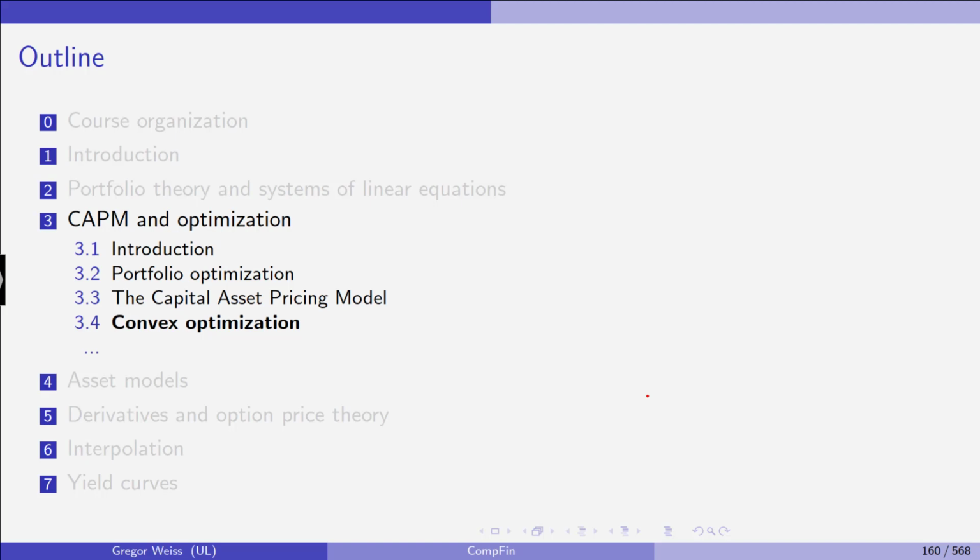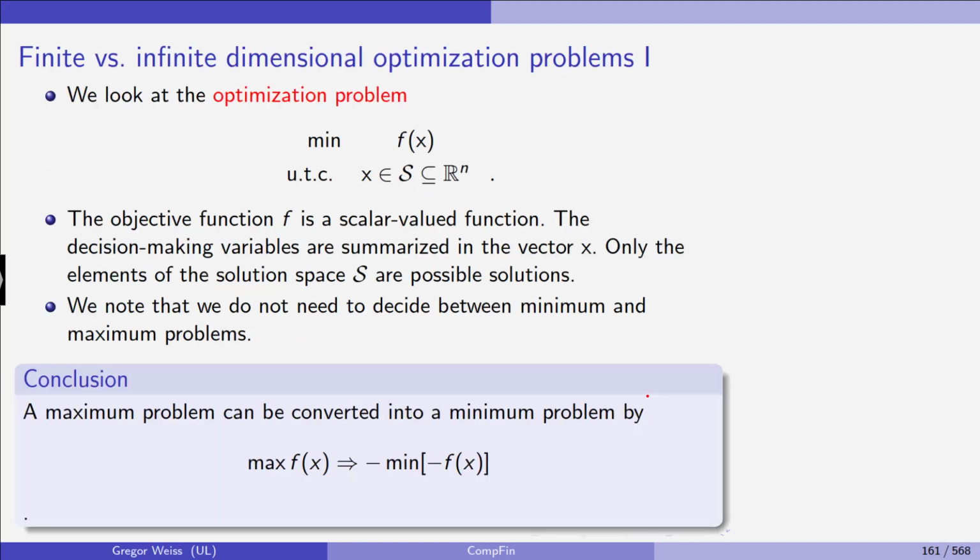Okay, then let's talk a little bit about convex optimization. First of all, we want to look at this in very general terms. We want to look at the optimization problem. We have to minimize a function f of x under the conditions that x is in some solution space S in the n-dimensional real space. Now, first of all, please note that we only need to look at minimization problems.